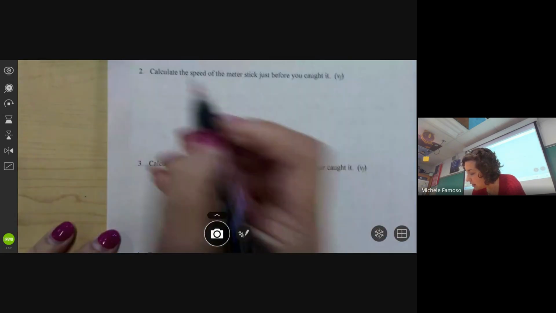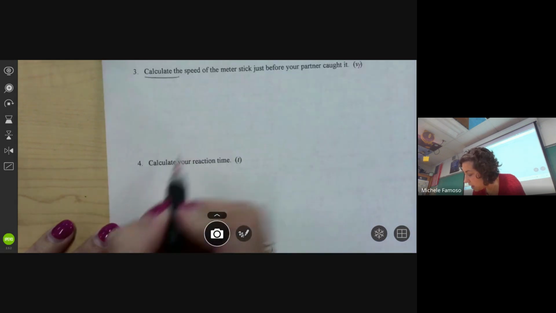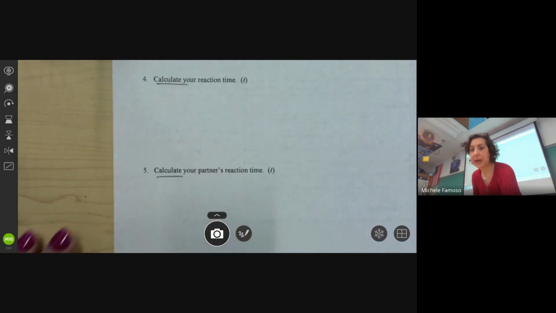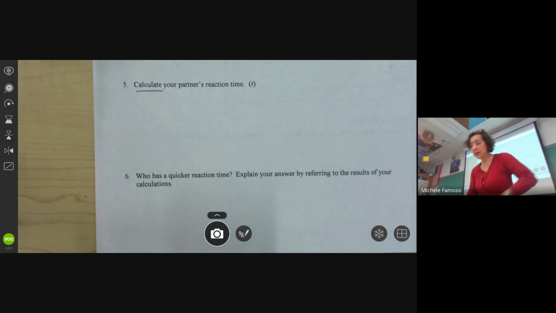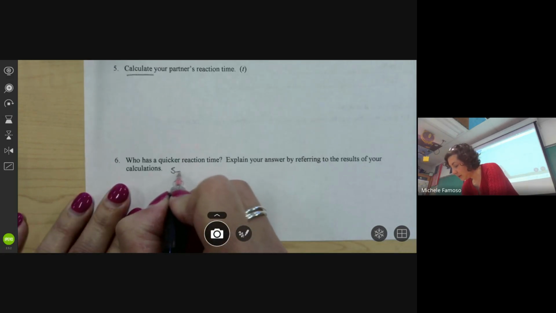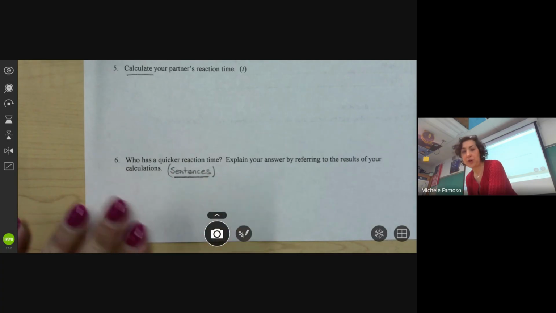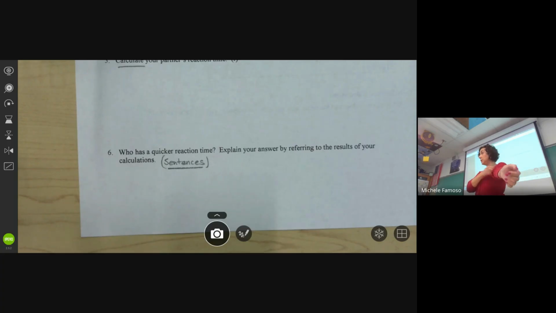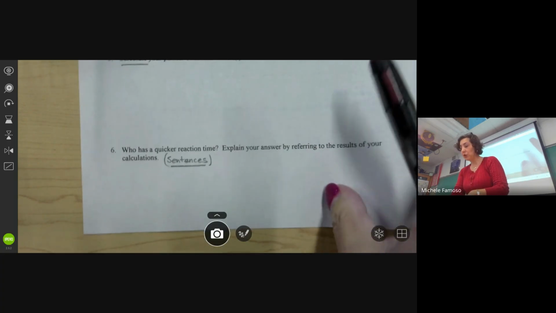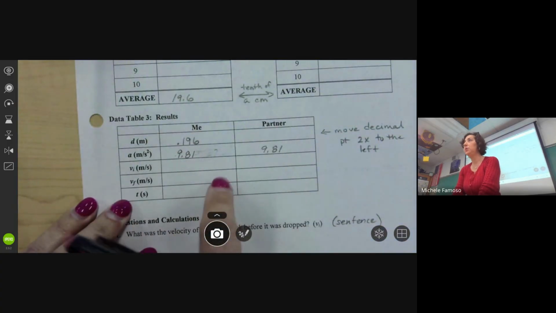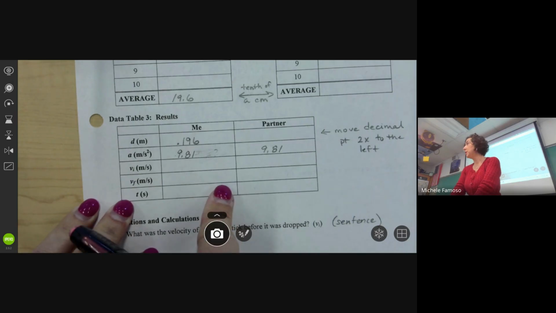And then anytime it says calculate, you got to use GUESS method. Okay, use your GUESS method. Then in number 6, these are complete sentences. Okay, make sure you answer number 6 in complete sentences. Your answers to questions 1 through 5 help you populate this data table. And then your lab is done.